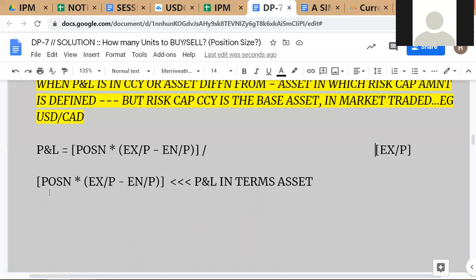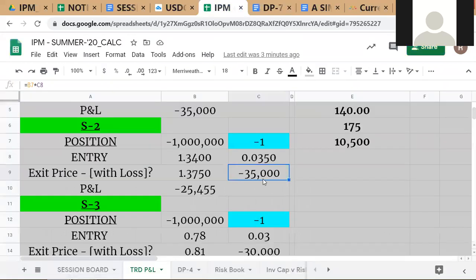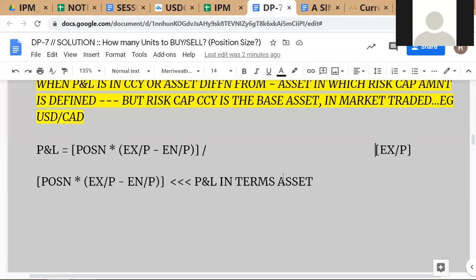So this part is given here, 35K, scenario 2. But what is the actual loss here? Can anyone tell me in this situation? Not actual loss, I mean the loss in risk capital currency, because this is the loss in terms currency. So to find out the loss in the risk capital currency, what should I do? Should I divide or multiply?